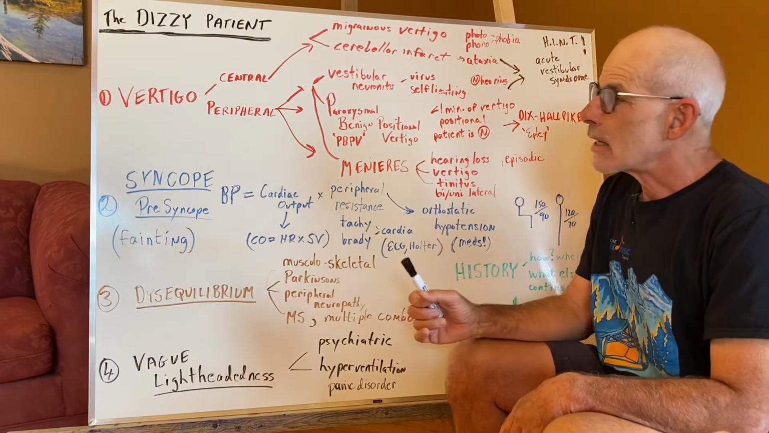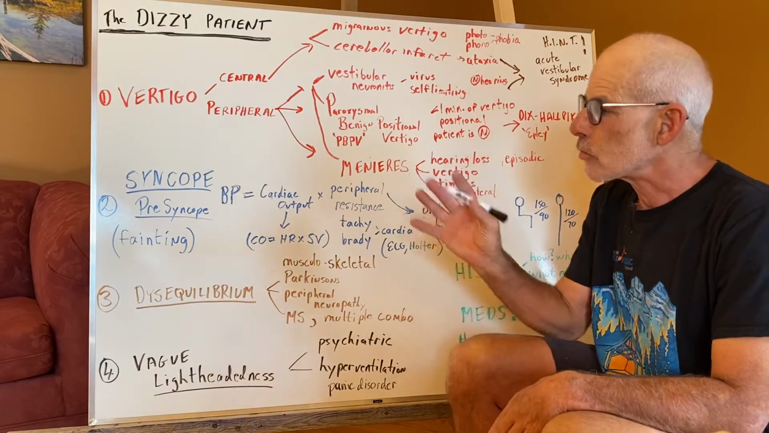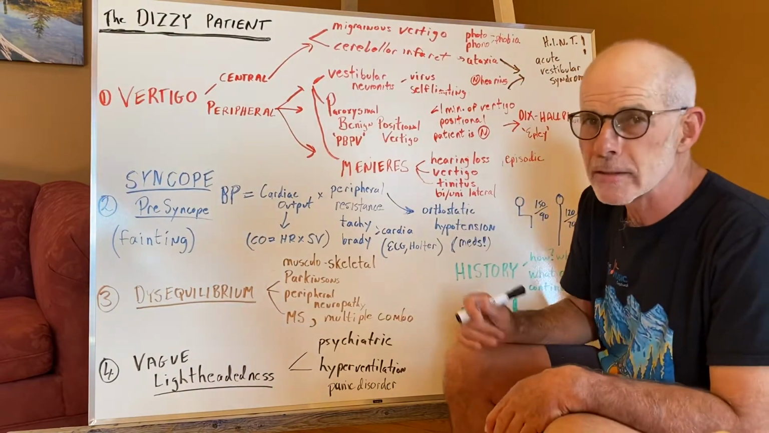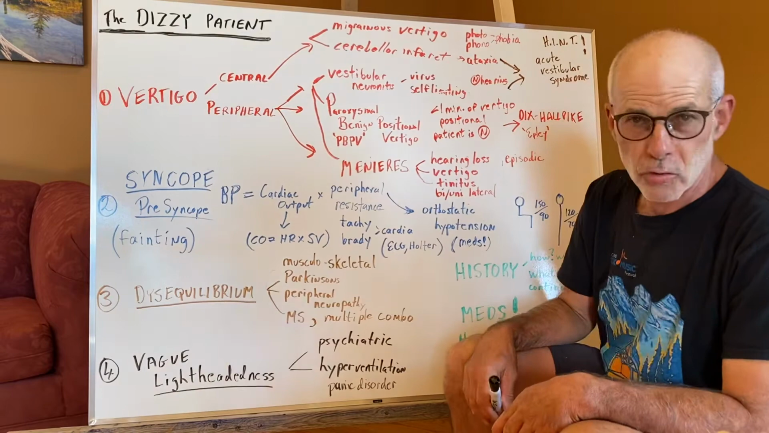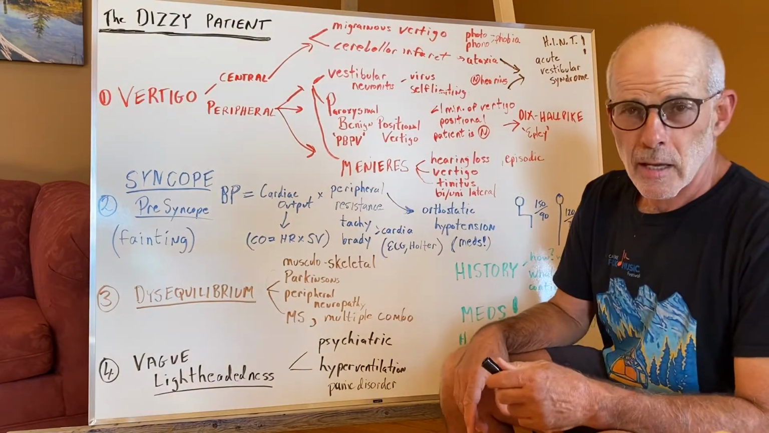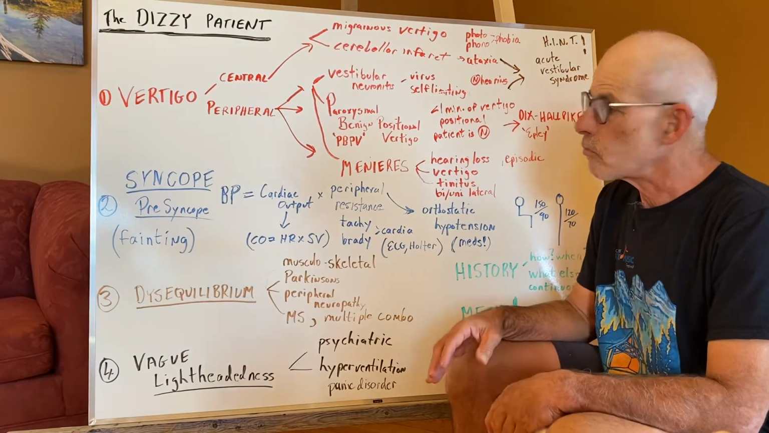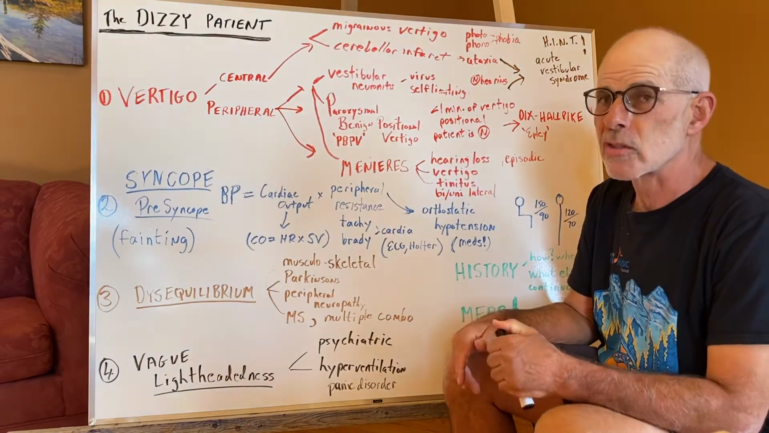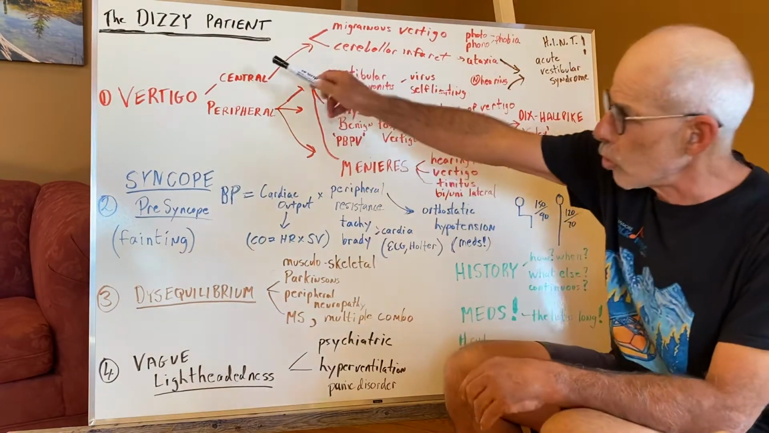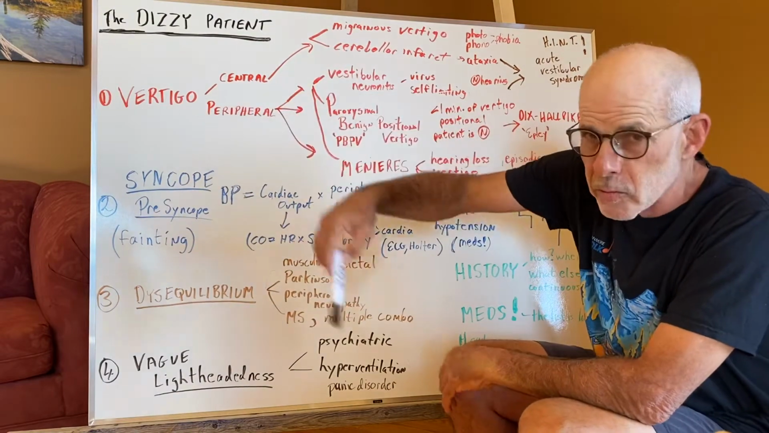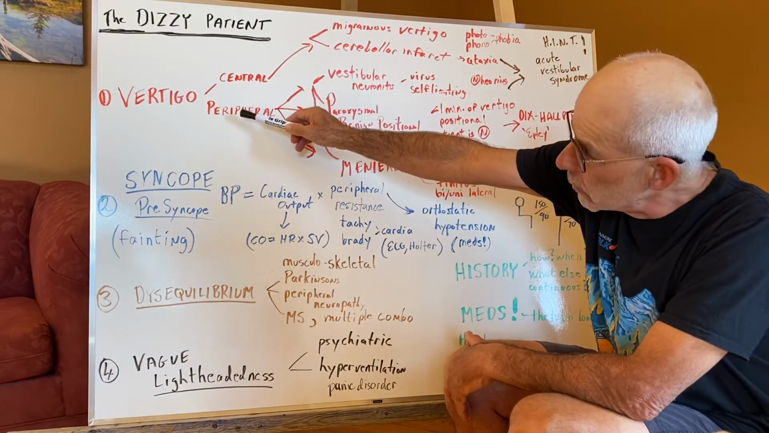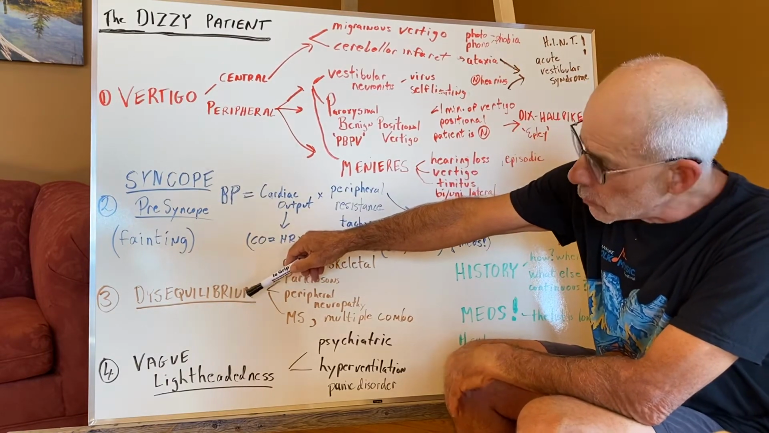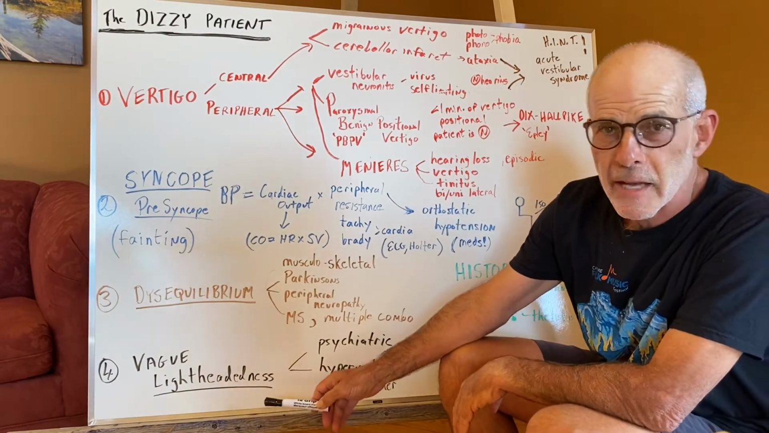In order to get a detailed and accurate history, in this case, I think it's first important to know what the differential diagnosis is potentially, because you need to target your history based on that differential diagnosis. Most experts agree, and certainly I do too, that there are 4 basic types of diagnoses possible when you consider the dizzy patient. First is vertigo, second is syncope and pre-syncope, third is disequilibrium, and a fourth is vague lightheadedness.